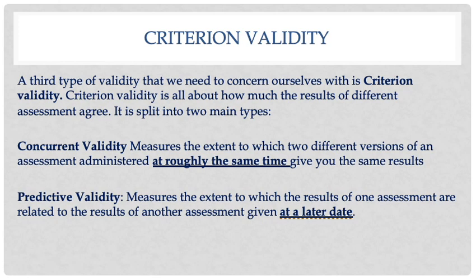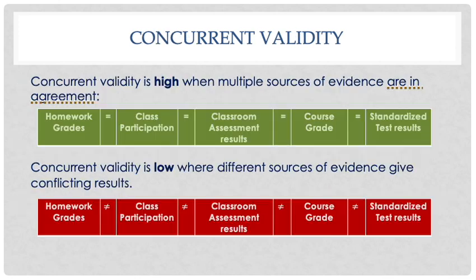For concurrent validity, I'm using multiple sources to figure out what something is or was like at one given time. In a predictive validity situation, I'm trying to use one data source to predict what will happen for another data source. Concurrent validity is high when multiple sources of evidence all agree. So my homework grades equal my class participation and my classroom assessments, my course grade, and all these things are together. And boy, wouldn't it be great if that were the case. Whenever there are differences in any or all of these things, you have concurrent validity problems.